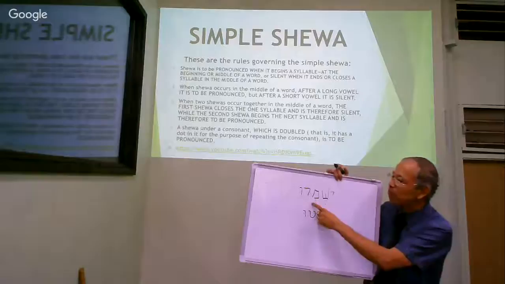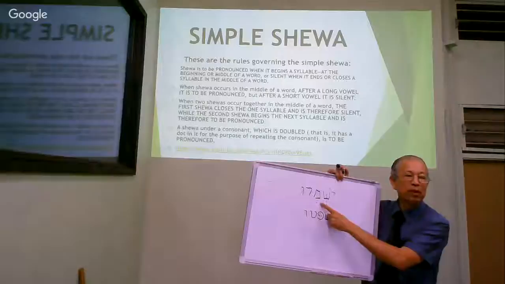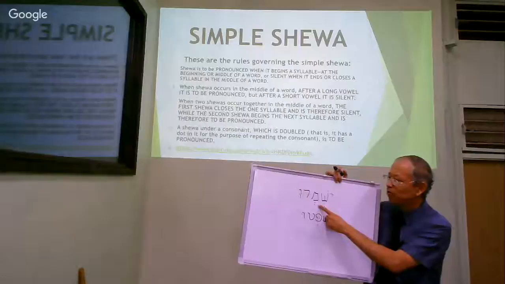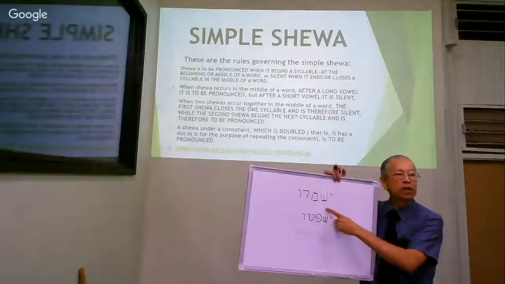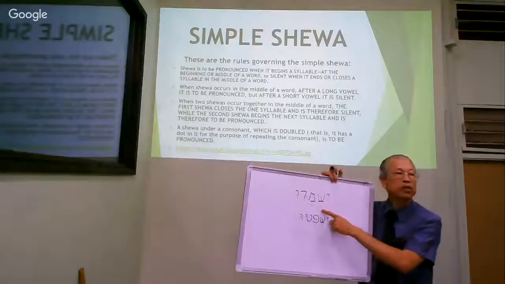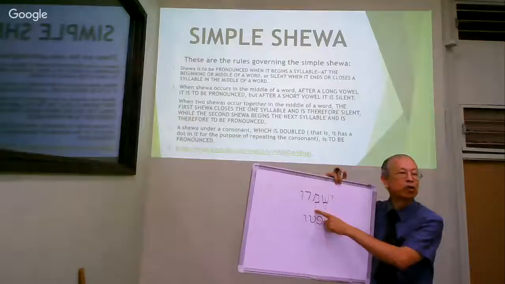It begins a new syllable. And when a Shewa begins a syllable, the rule says it is to be pronounced. So to put it simply, when you see two Shewas standing next to each other, the first Shewa is to keep its mouth shut, and the second Shewa is to speak. The first Shewa is to be silent, the second Shewa is to say something. You must pronounce it. Okay?